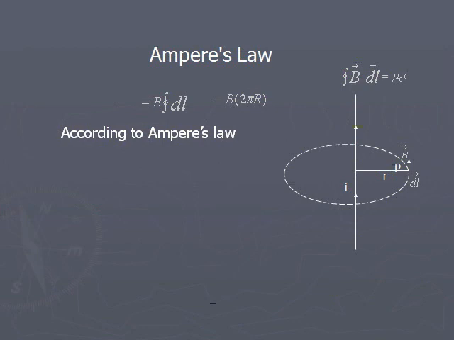From Ampere's law, B into 2 pi r is equal to mu naught I. Therefore, B is equal to mu naught I divided by 2 pi r. That means the magnetic field induction from an infinite conductor carrying current, at a perpendicular distance r, is given by mu naught I by 2 pi r.